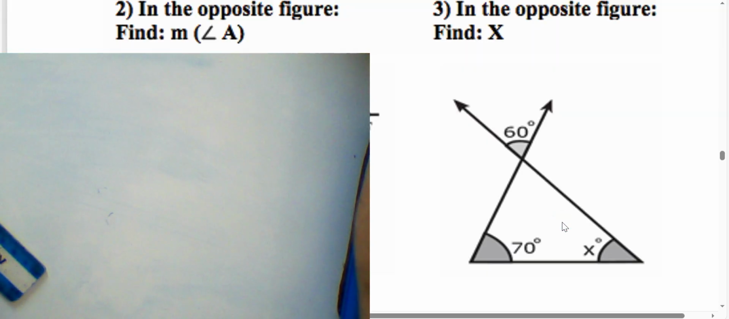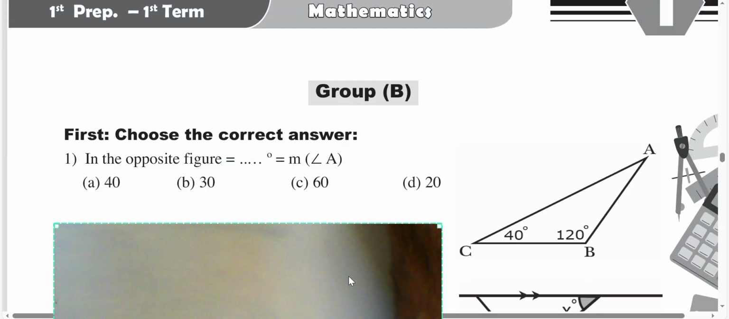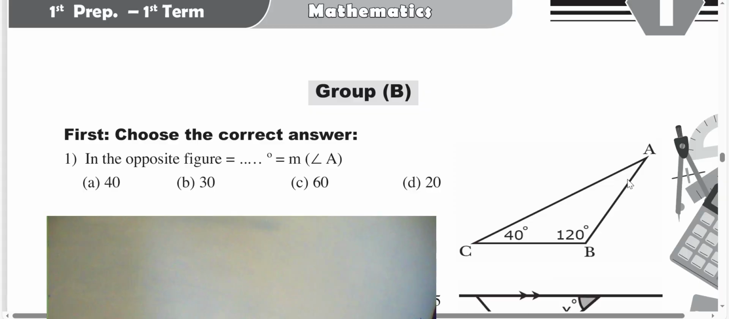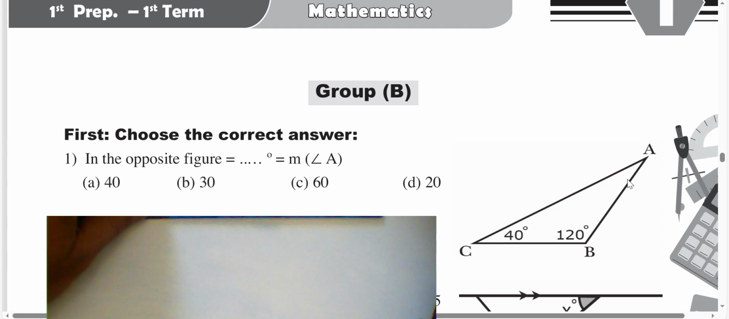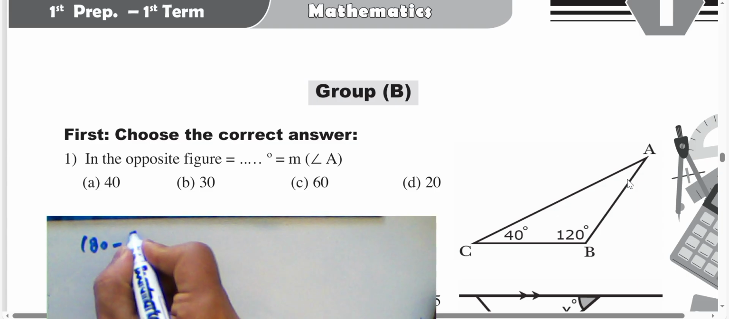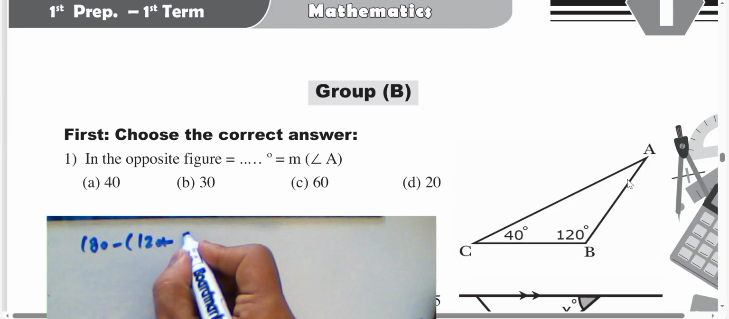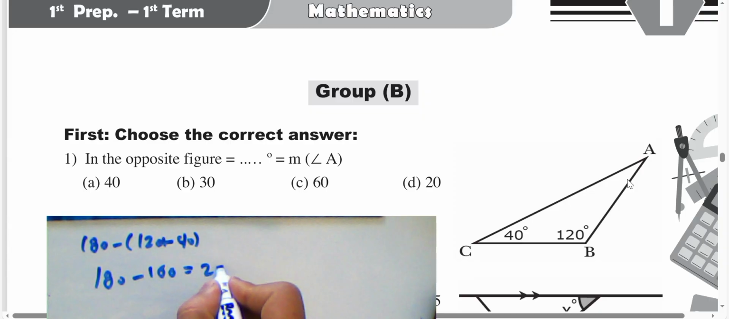Next question, the first group, second group, letter B. We have a triangle here. We can find the measure of angle A by interior angles. The sum of interior angles in this triangle equals 180. 180 subtract the sum of 40 and 20. 180 subtract 120 plus 40. 180 subtract 160 is equivalent to 20 degrees.